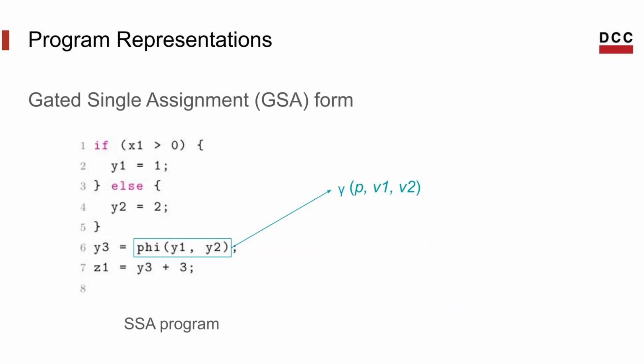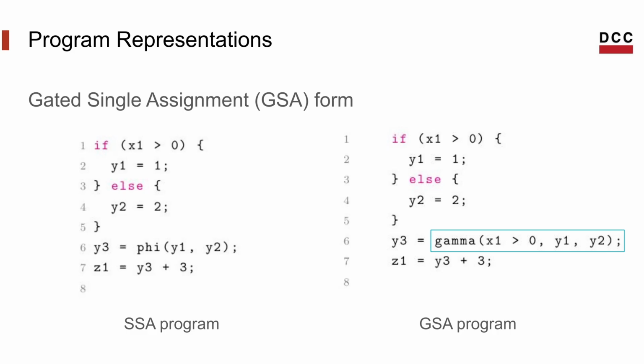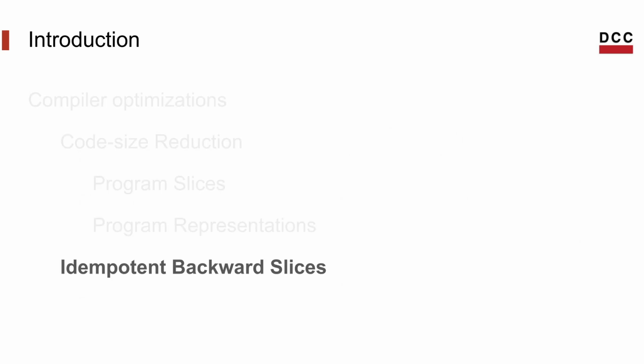Let's transform the SSA program in the image into the GSA form. First, we identify P as being x1 greater than 0. Then we identify V1 as being y1 and V2 as being y2. This new gamma function can now replace the old phi function in the code and produce the desired program representation. Given that I defined what is a program slice and what program representation I work with, next I will define what is an idempotent backward slice and show you an example.